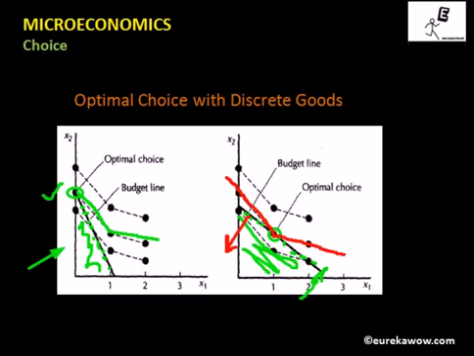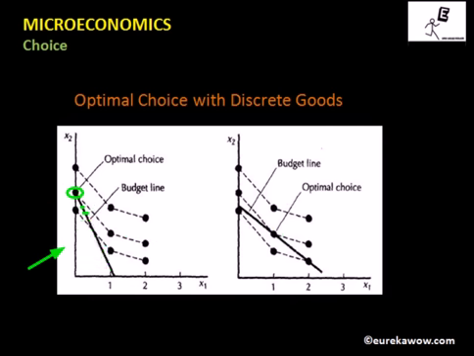However, you should be able to make a distinction between them. Now if you look at the two diagrams, the optimal choice in the first diagram is a point where the consumer is consuming 0 units of good 1, whereas the optimal choice in the second diagram is a point where the consumer is consuming 1 unit of good 1, say 1 television set.